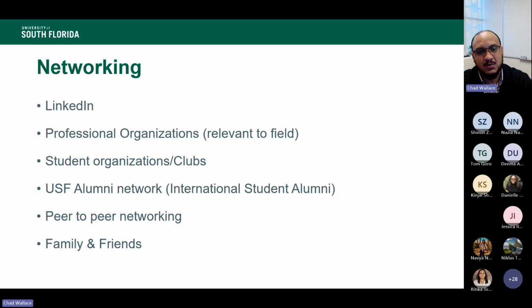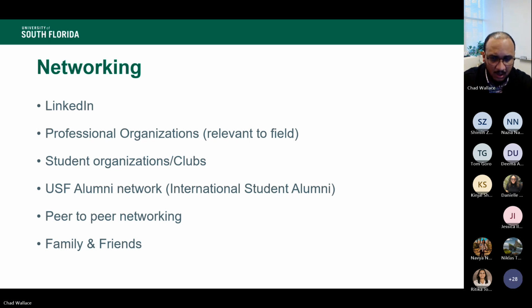Student organizations, student clubs, or the USF Alumni Network. I know that the USF Alumni Network does have an international student alumni group as well that you can explore. Again, peer-to-peer networking. I can't tell you how valuable that was for me as a student, being able to learn more about what my peers were doing and asking them, hey, how did you get involved in this, or what are some things that you did to learn this? And then obviously leading into friends, family, anyone in your own personal network that may be involved in the industry or career interest that you may have.